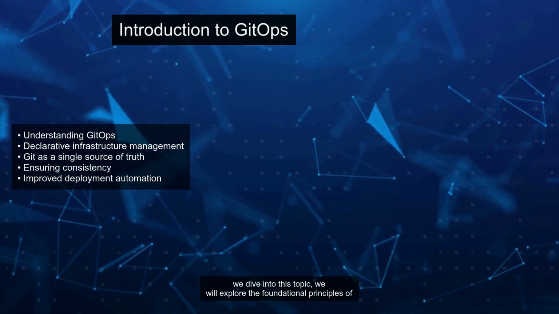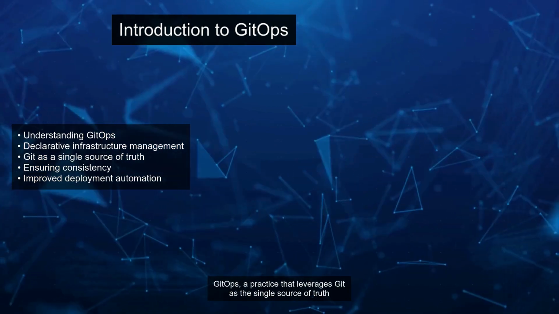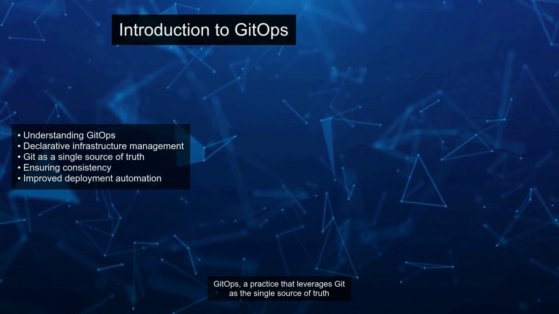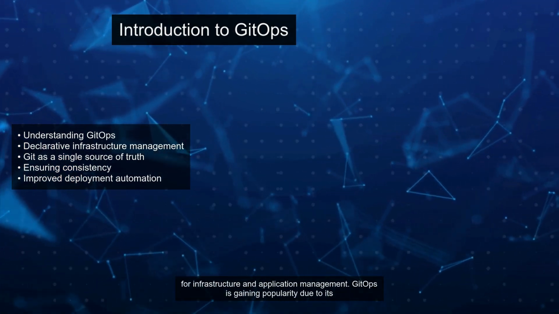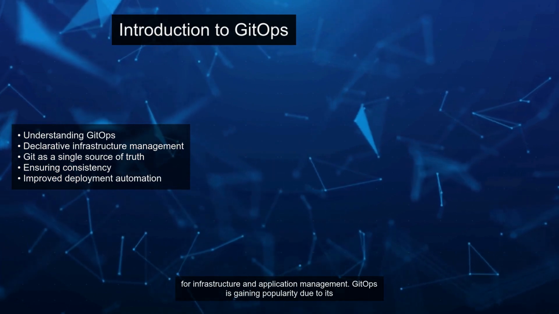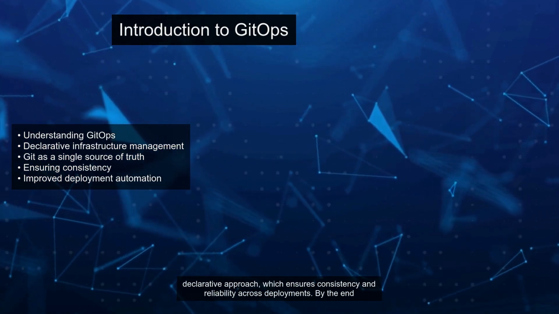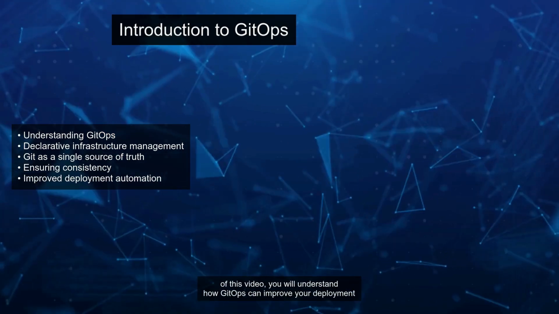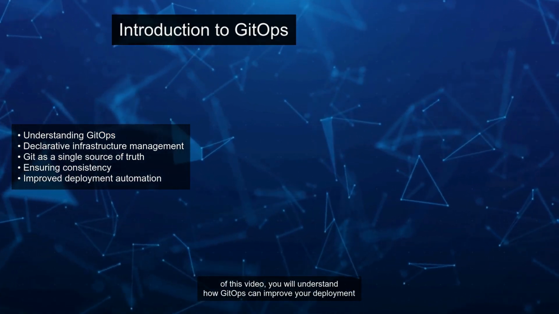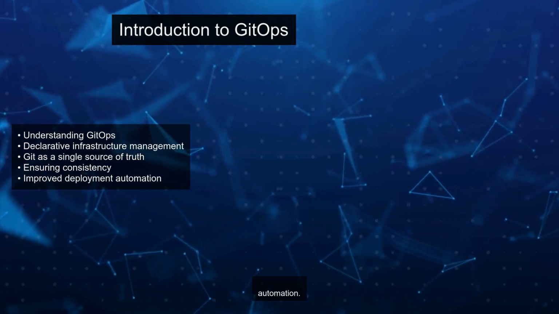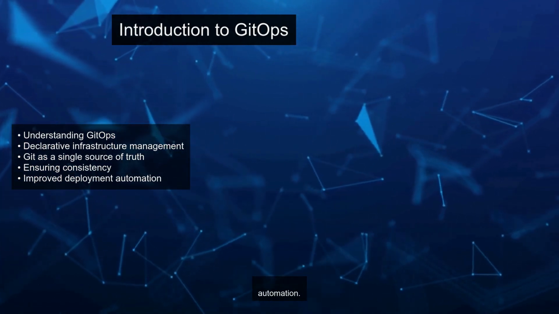As we dive into this topic, we will explore the foundational principles of GitOps, a practice that leverages Git as the single source of truth for infrastructure and application management. GitOps is gaining popularity due to its declarative approach, which ensures consistency and reliability across deployments. By the end of this video, you will understand how GitOps can improve your deployment automation.